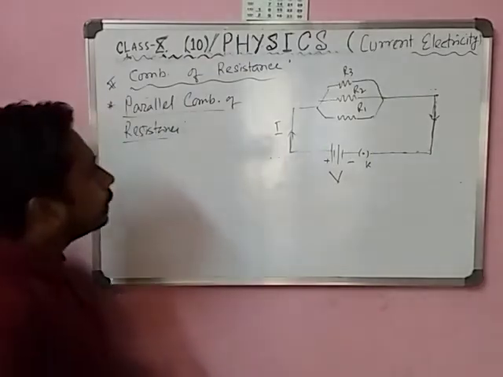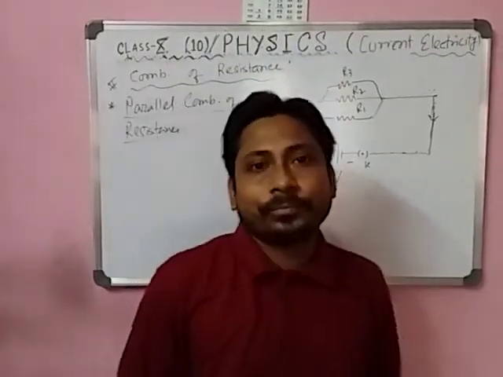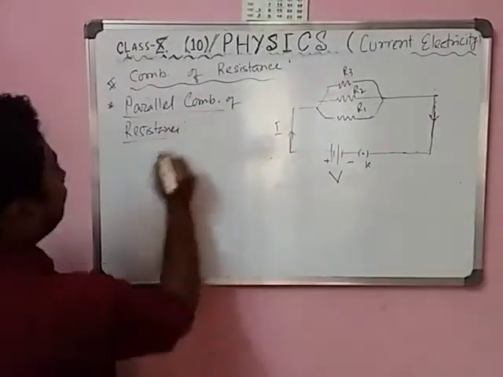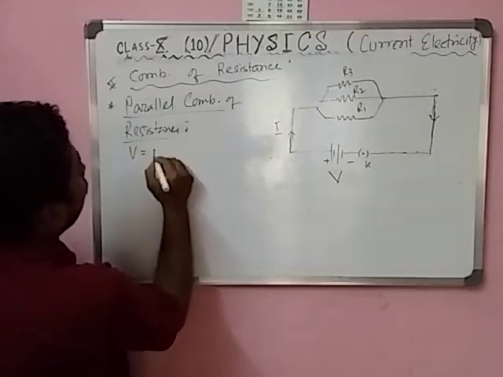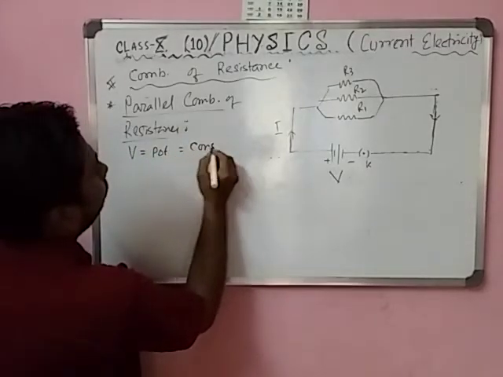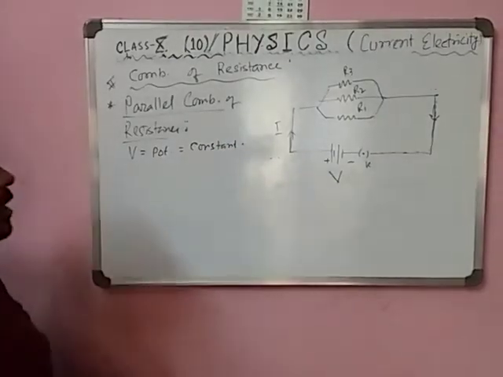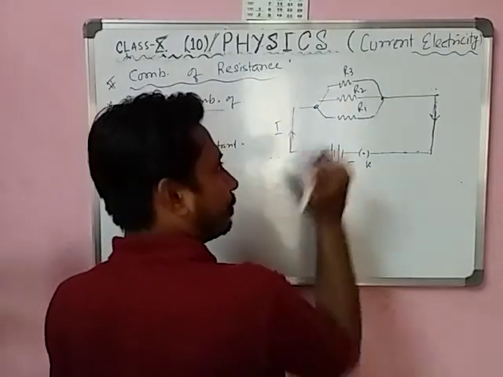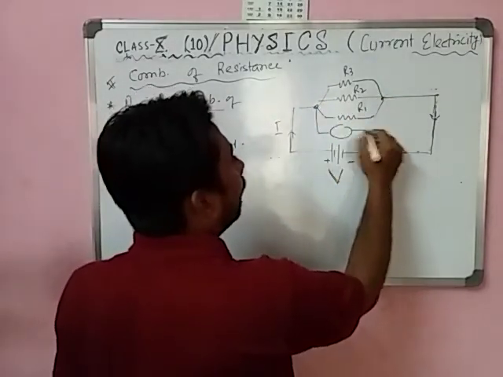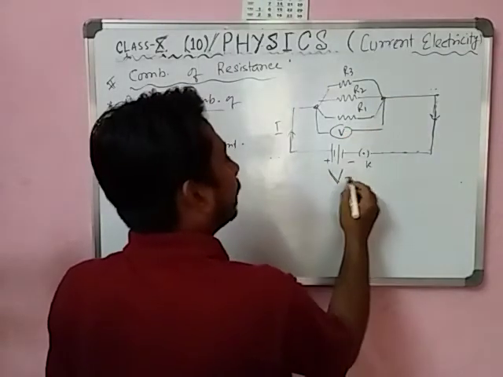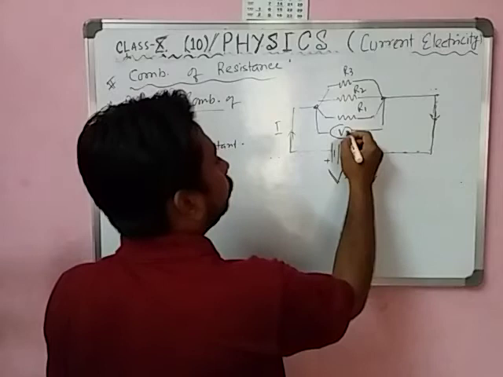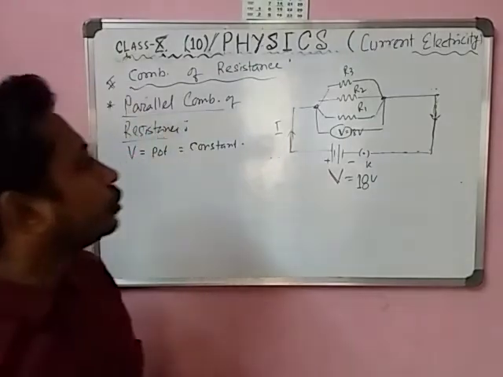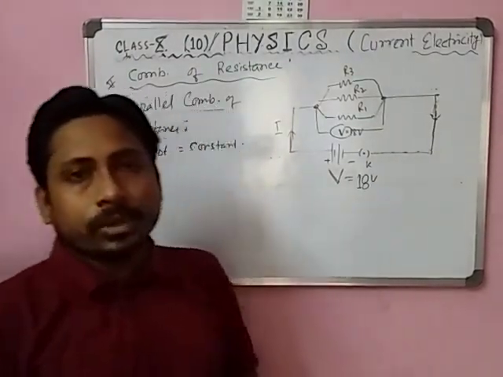Student, now listen. If all appliances are connected in parallel, then potential remains same. So in this case, which is the constant term? V, potential, is constant. So here potential is constant, means every resistance getting V voltage, same voltage. Every resistor, if you put a voltmeter over here, it will give you V. Suppose V is the 18 volt that previously we applied. So every resistor will get 18 volt.